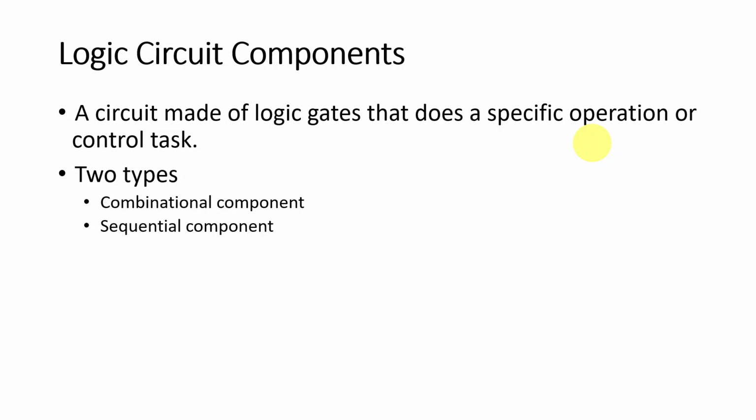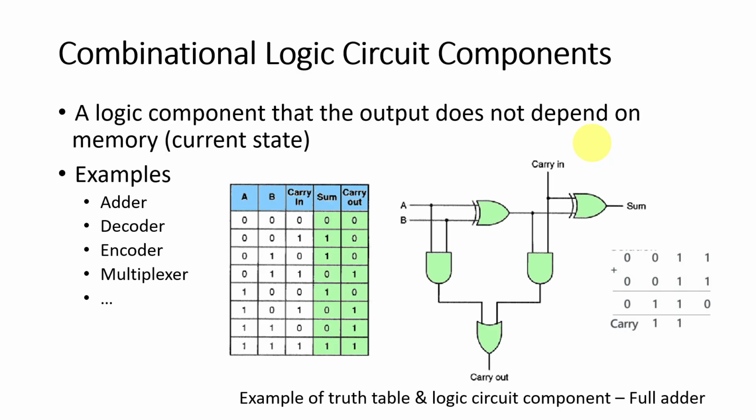There are two types of logic circuit components in computers. We call them the combinational components and the sequential components. Let's briefly look at what those two types of components are. The combinational logic components do a well-defined task, and the result does not depend on the current state or the memory. That means whenever you give a particular input combination, you always get the same output. Whether it is in the morning or evening or whatever, for a given input combination to a particular combinational logic circuit, the output is always the same.